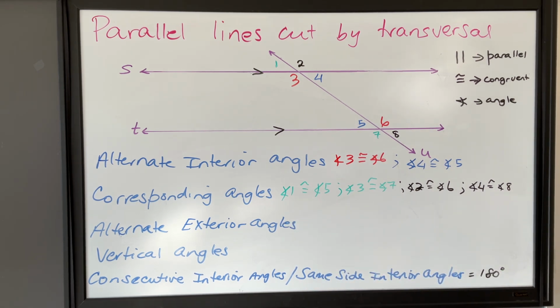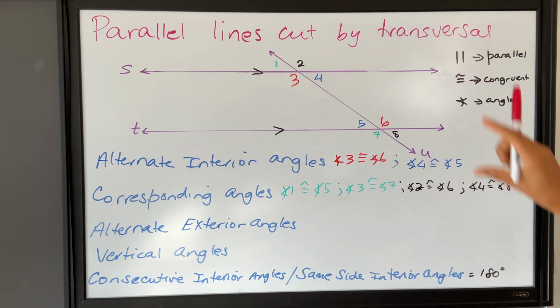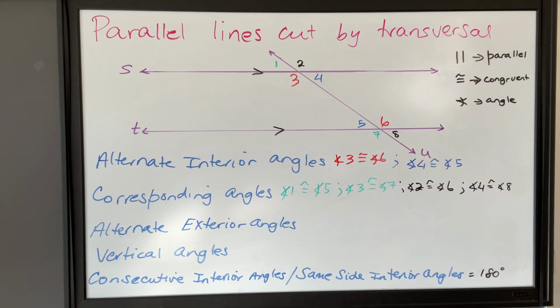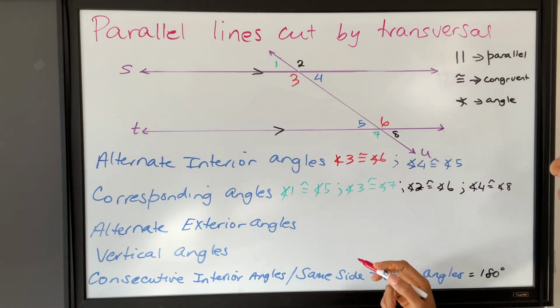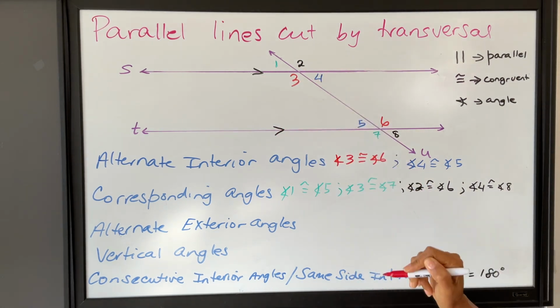Now let's go to the alternate exterior angles. As the word exterior is telling you, it's going to be located on the outside, or the external, of the parallel lines. So let's take an example here. Looking on the outside, you have angle 1 and 2 on the outside, angle 7 and 8 on the outside.